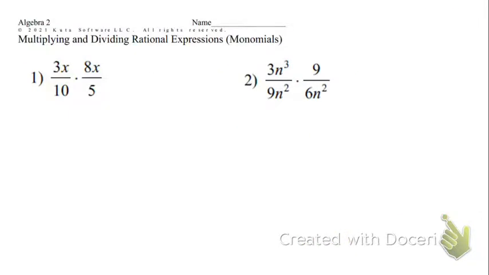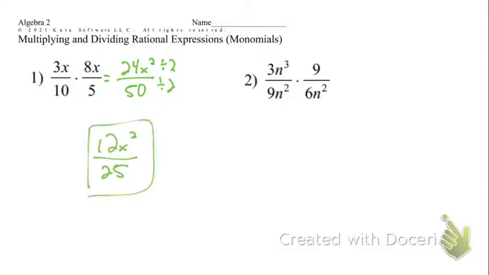Hopefully that was all right. I'm going to go ahead and just multiply these straight across. I get 24x squared, and that's all over 50, but they're both divisible by 2. So when you divide them both by 2 on top and on bottom, we end up with 12x squared all over 25. That's all you can do with it.